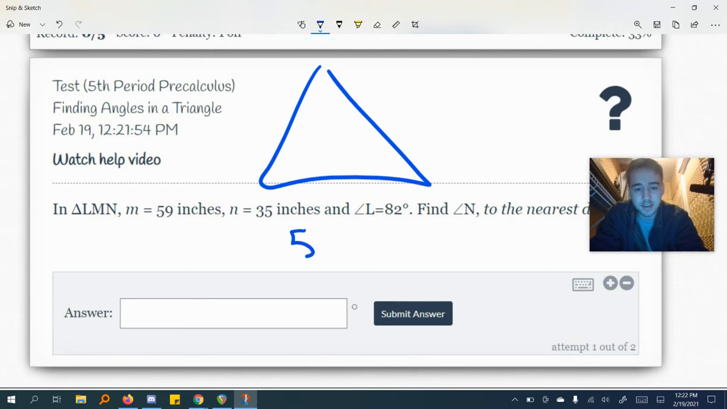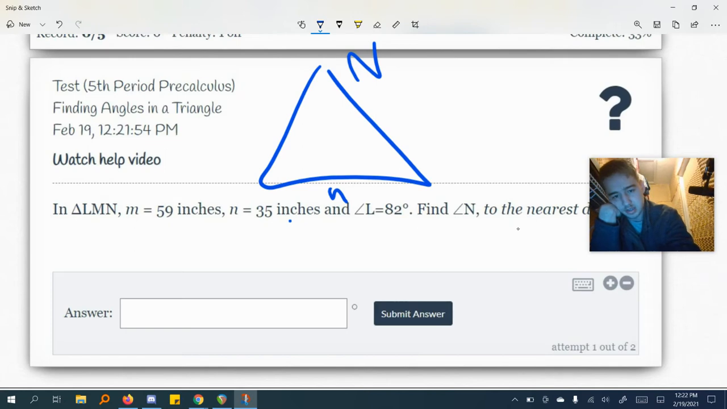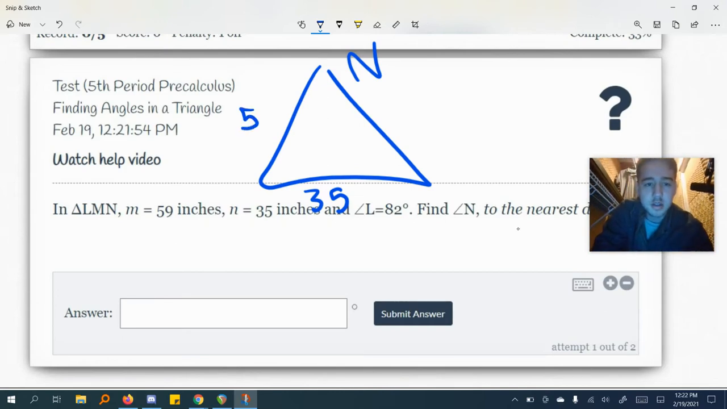We have 59. We know that the opposite of the lowercase sides are the uppercase angles. So N, oh, whoops, I actually labeled that wrong. N should actually be 35. 59 should live here. And if this is L, that's going to be 82 degrees going here because L is the third side. And each angle is opposite its corresponding side.